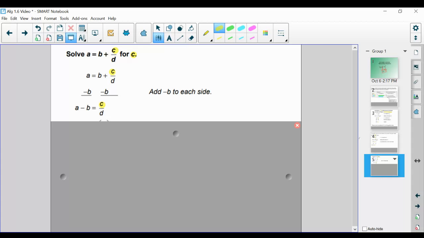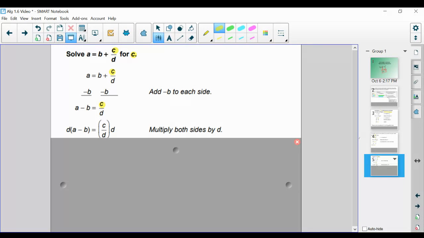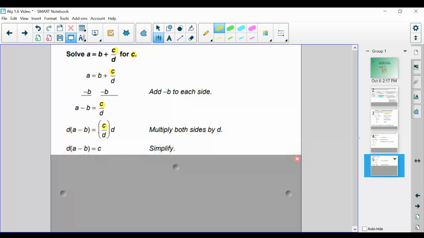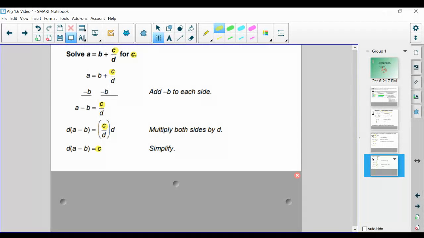But c is not yet isolated. C is currently getting divided by d, so we use inverse operations, so we multiply by d on both sides. In doing so, our c is going to be isolated. We have d times a minus b, d(a minus b), is equal to c. And then that's it, right? We could use the distributive property to get dA minus dB is equal to C. But right now, this is totally fine because it's a little bit more work if we distribute because we don't know the value of D, nor do we know the values of A or B. So if we leave it as this setup, we're going to be A-OK.